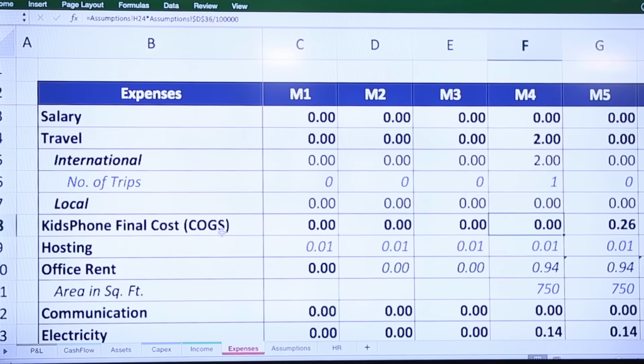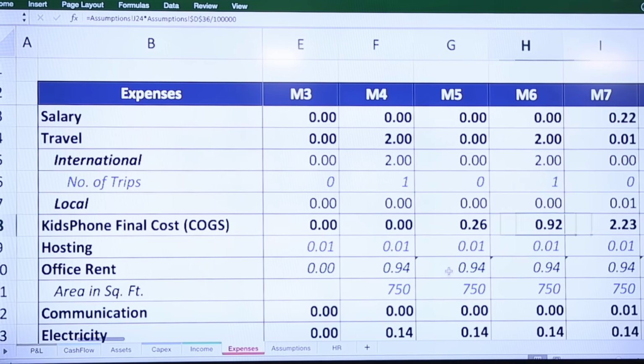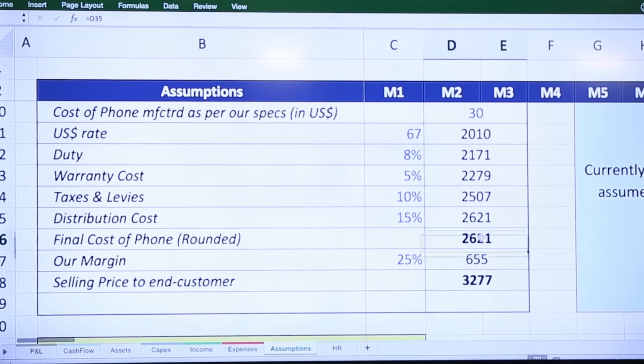Okay, so cost of goods sold, kids phone. Now this amount, what will be this amount? Total number of phones sold multiplied by my cost price. Cost price we have already worked out. This is my cost price 2621. So month on month, whatever phone I'm selling, number of phones sold multiplied by my cost price.